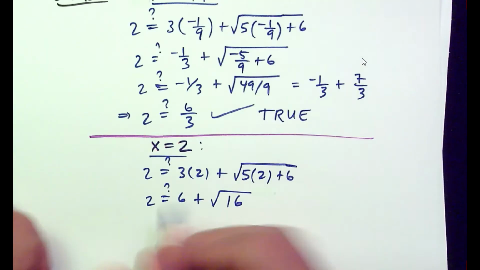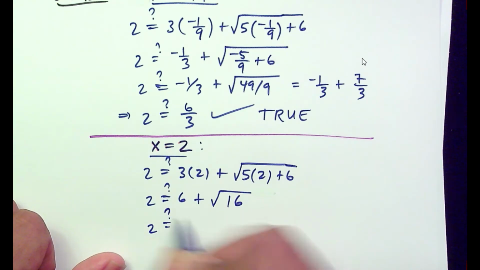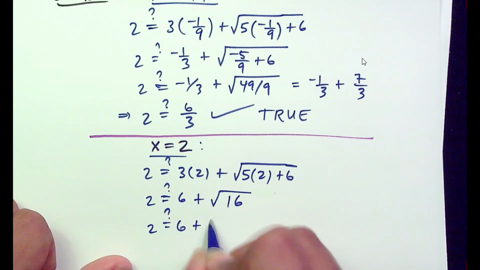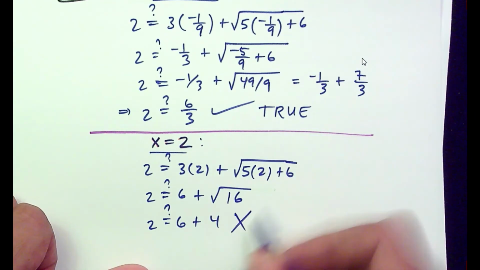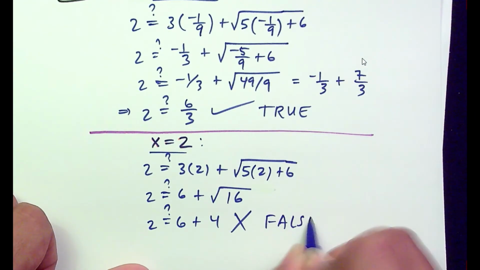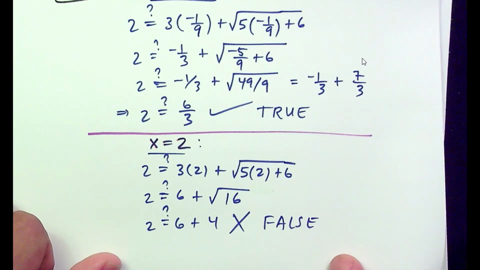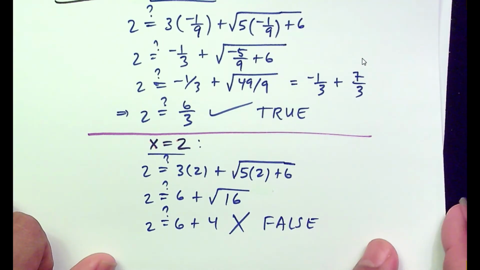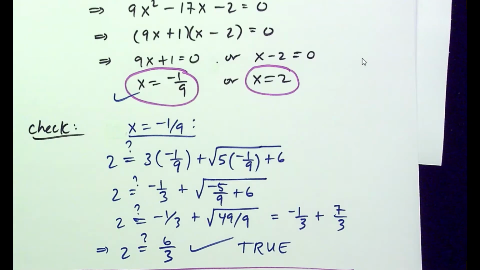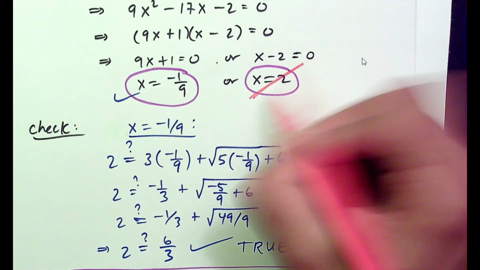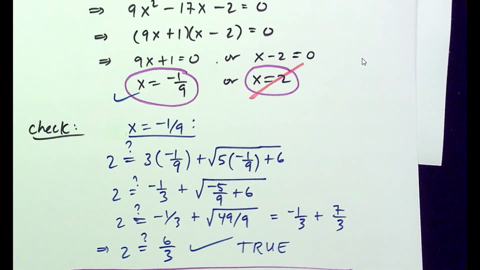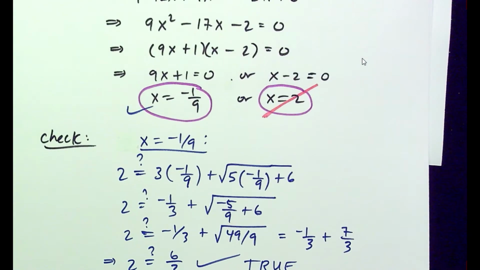Okay, is it true that 2 equals 6? The square root of 16 is 4. Is it true that 2 equals 6 plus 4? Well, definitely no. That is false. So that means x equals 2 is not a solution and needs to be discarded. This is not a solution. So that means the only solution is negative 1/9.